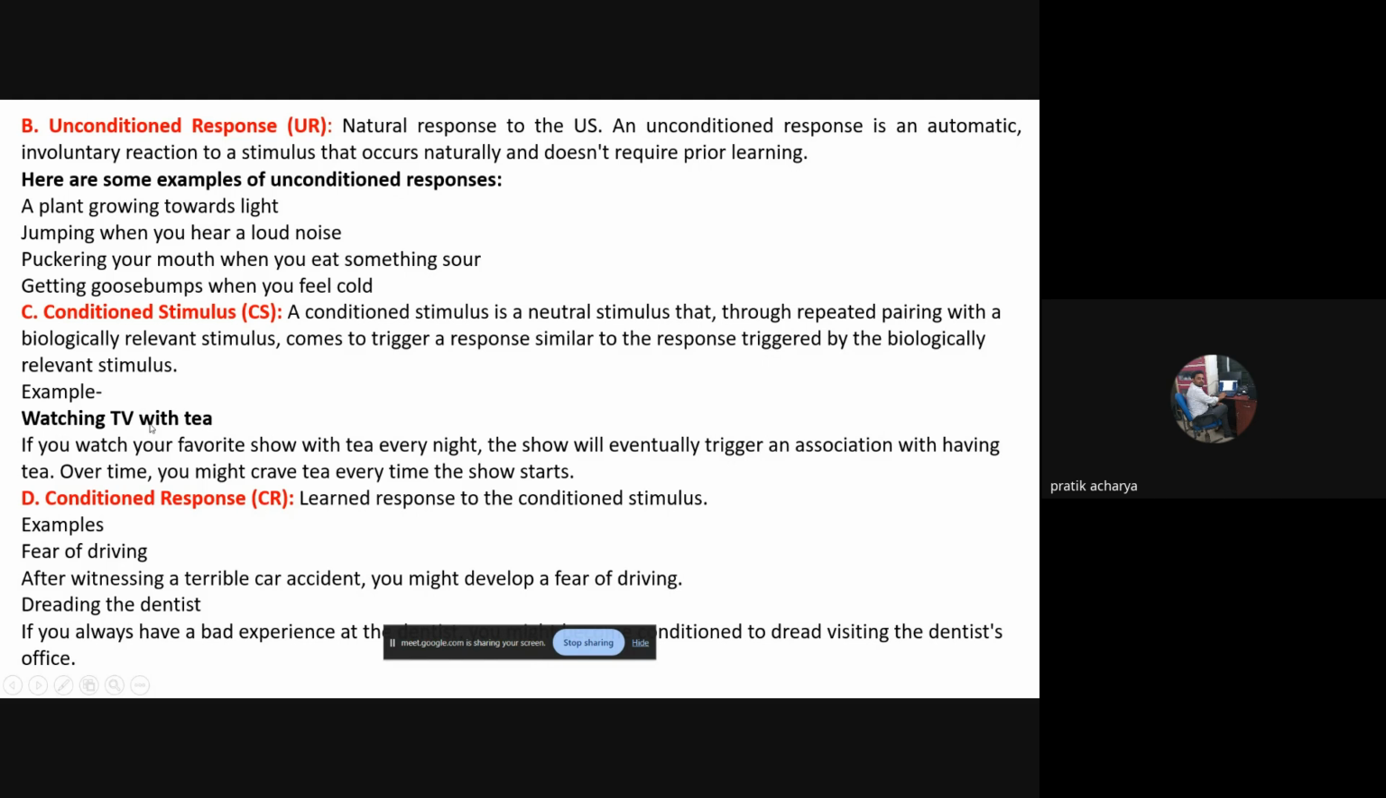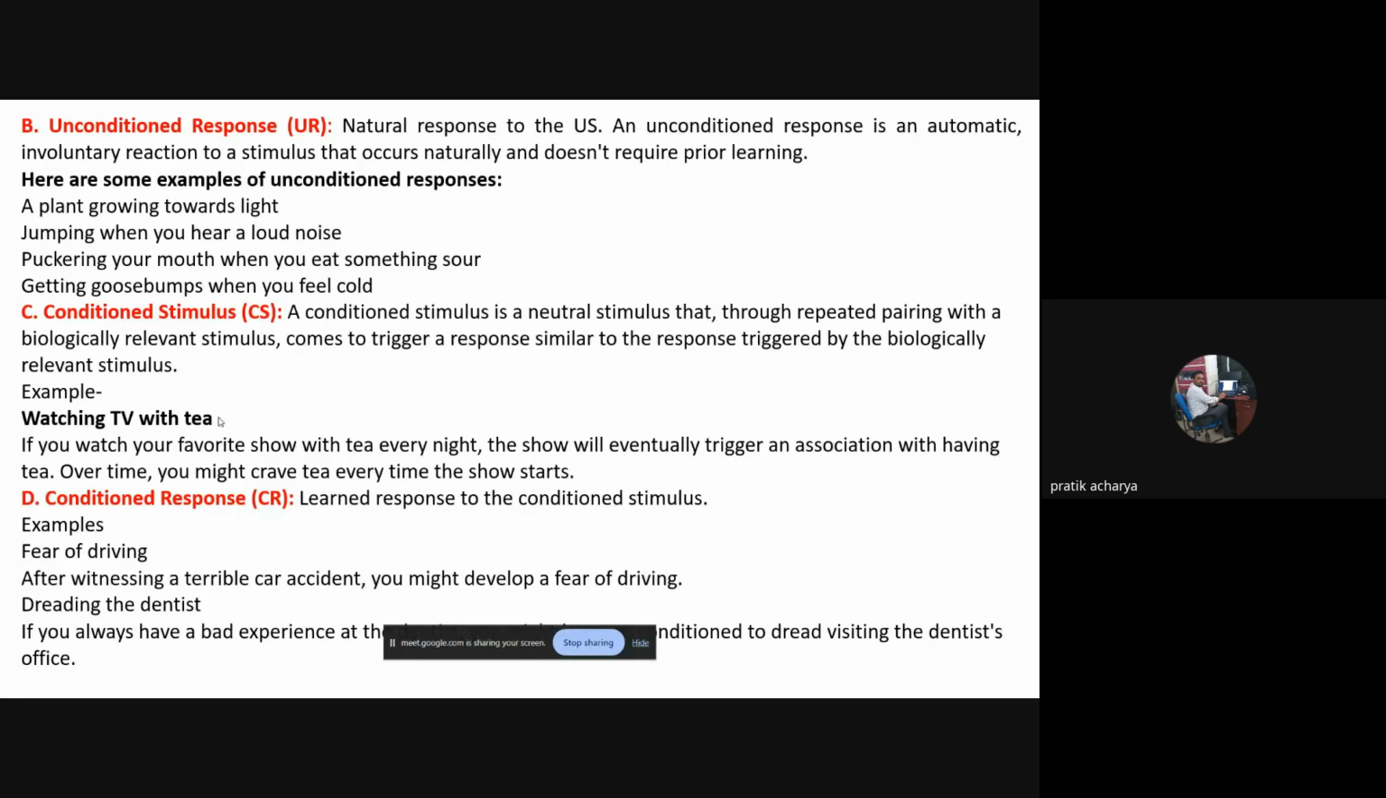When we are watching TV with tea, what happens after repeated exposure, when we are watching TV repeatedly with the teacup? If you watch your favorite show with tea every night, the show will eventually trigger an association with having tea. That is the kind of conditioned stimulus. And for that conditioned stimulus, you will develop a conditioned response, that is a learned response to the conditioned stimulus.